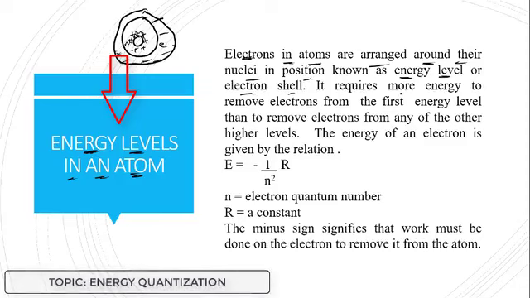Now, it requires more energy to remove electrons from the first energy level than it requires to remove electrons from any other higher energy level. So the energy of an electron is given by this relation, minus r over n squared. Now let's talk about what n means. n means electron quantum number, r is a constant. The minus sign signifies that work must be done on the electron in order to remove it from the atom.